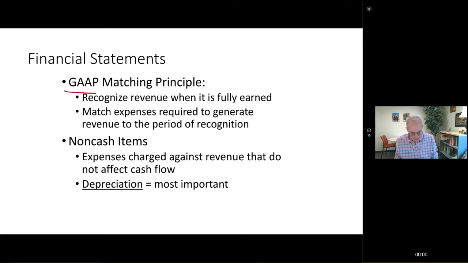Expenses charged against revenue do not affect cash flow. This is important. This is what we call non-cash items. The biggest one is depreciation. So what is depreciation? Depreciation is when we buy an asset and we use it and therefore it loses value, and so we say it depreciated, and that is an expense of doing business because our asset has gone down in value.